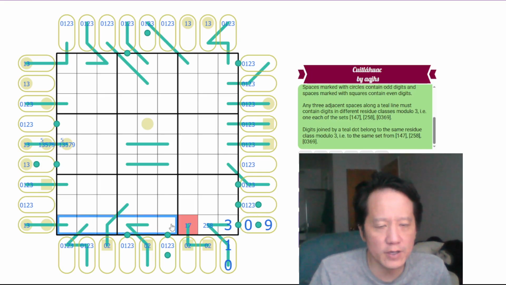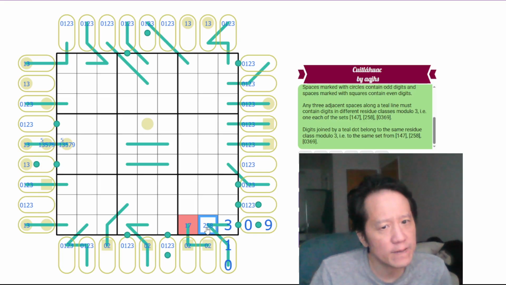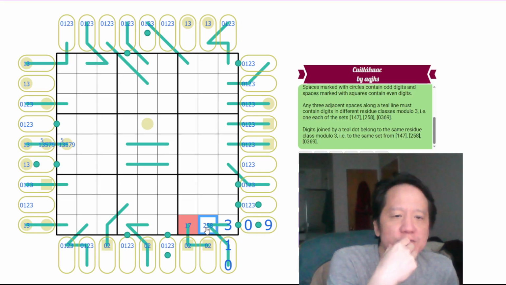3 cannot be any of these. If this is 7, this has to be 2, and this is 0, which would force this to be 2. If this is 1, this is 0. This would have to be 2, so this would be 5 or 8. So both of those work. What else do we have?